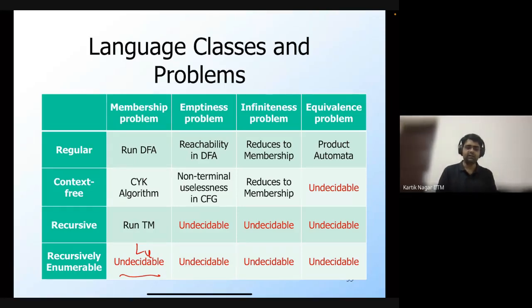For context-free languages, we had a procedure whereby we find out whether or not a non-terminal in the grammar can generate terminal strings.